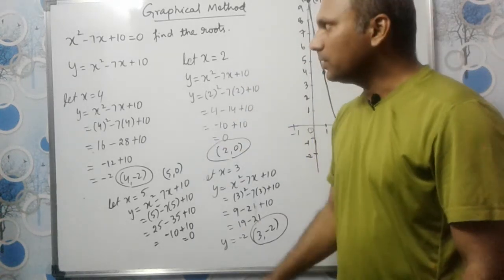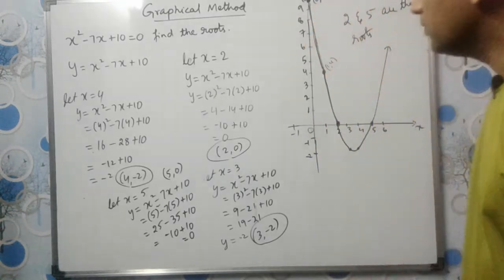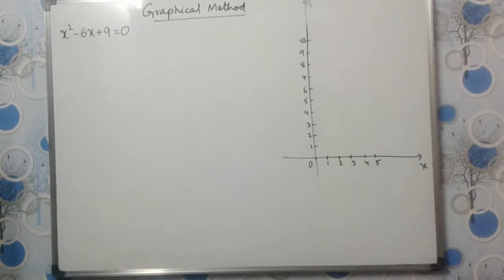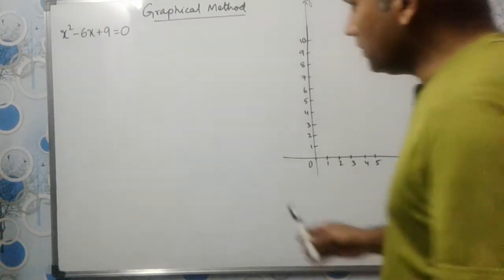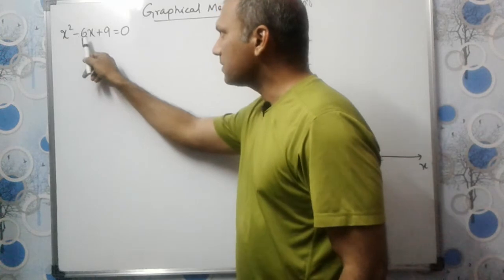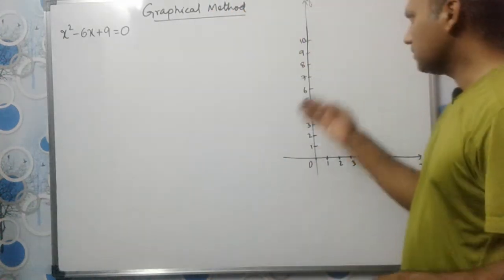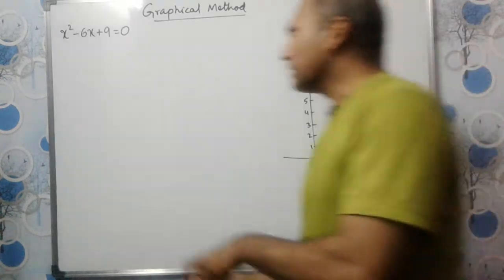Okay. So I am going to rub the board and I will write one more question. Okay, we'll solve that. So let us solve this problem. x square minus 6x plus 9 is equal to 0 graphically, and find the values of x. So I have drawn a graph also to save time.